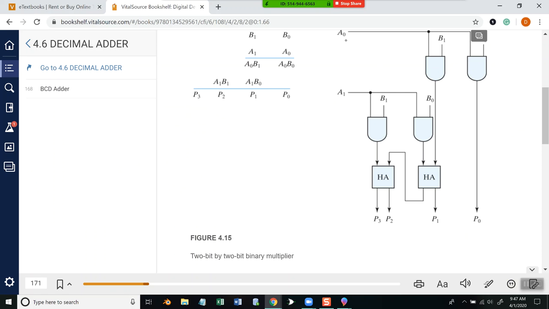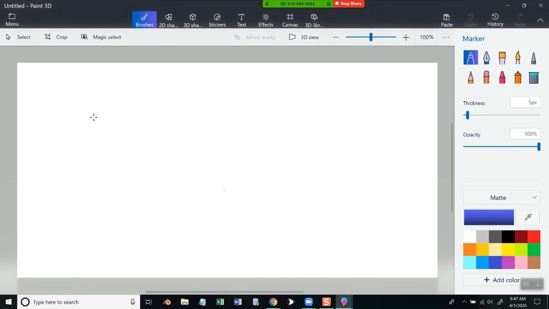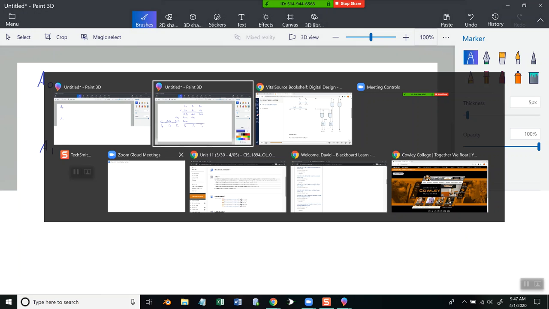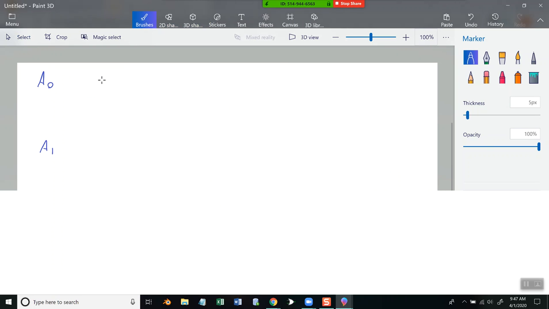How do they have it? A0, A1 coming in from the side over here. Okay, and the B's, they're just having them come in wherever is appropriate. Okay, and then P0 is the far one.